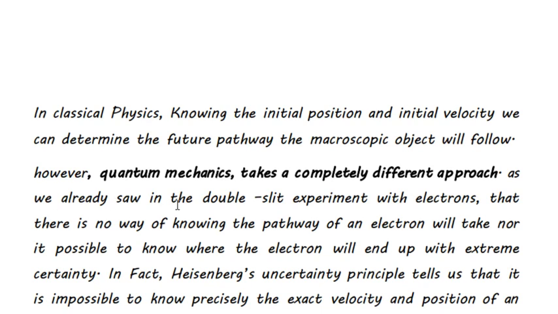We already saw in the double slit experiment class with electrons that there is no way of knowing the pathway an electron will take, and there is no possibility to know the exact position where the electron will end up with extreme certainty. In fact, Heisenberg's uncertainty principle tells us that it is impossible to know precisely the exact velocity and position of an electron at any moment of time.